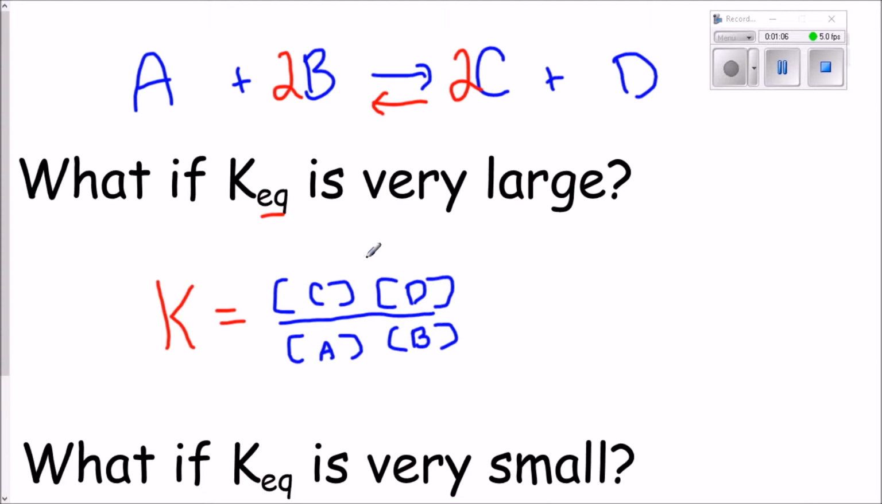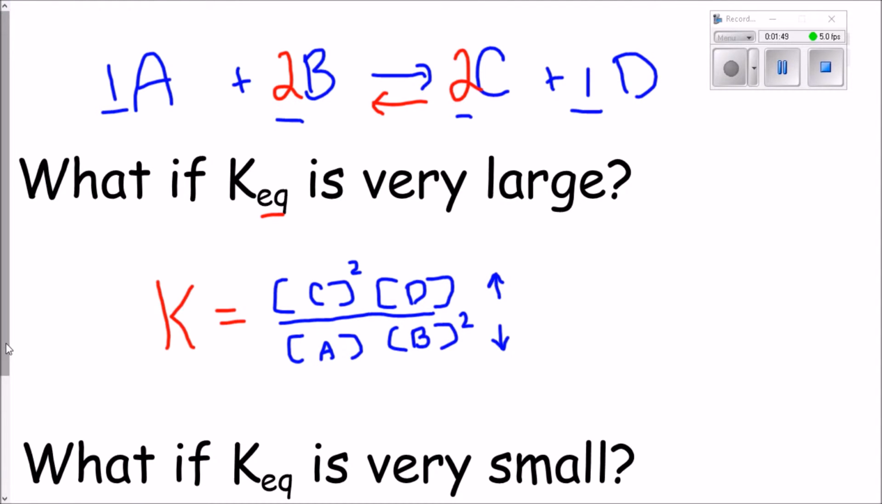So what does K tell us if it is a very large value? Well, one thing we have to do here first is I'm not going to actually have to put in the coefficients, because the coefficients actually become exponents. So this B will have a little squared here, and this C will also have a little squared here. But that doesn't really matter as far as when we talk about K being very large. If K is very large, that means you have a lot of products and very, very little reactants. I'm just thinking about if I put big numbers on the top of this equation, I'm going to get a very, very large number. And so that means that when K is very large, we have lots of C and D.